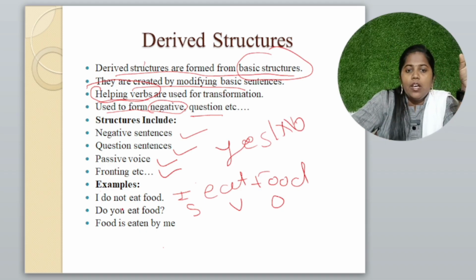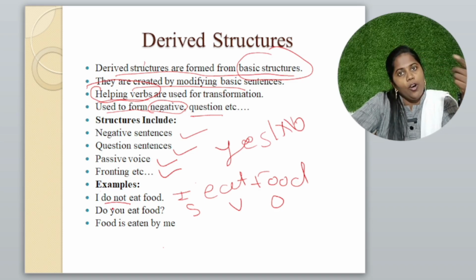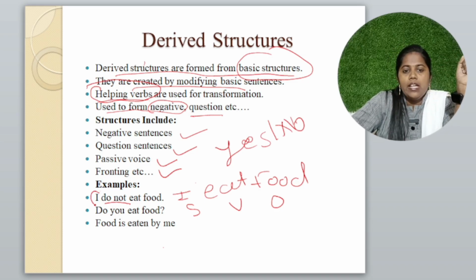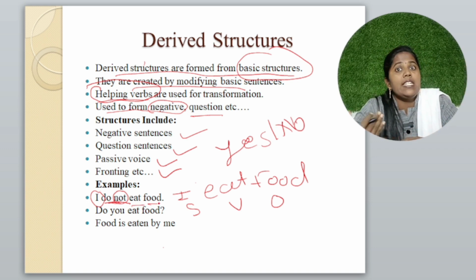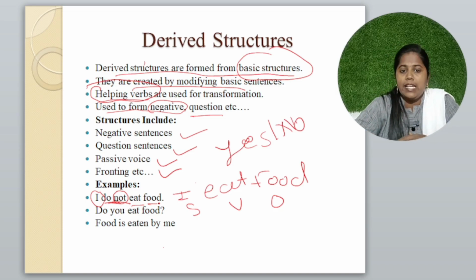But here see what I have done. I have used a helping verb to form a derived structure. Here the subject is there, again a helping verb and negation. It means I have used not. Here is the negation, and then verb and then object. It means I have created one derived structure. I have changed the order. I have used some helping verbs. I have used not here to form a negative sentence, and that's why this is a derived structure.